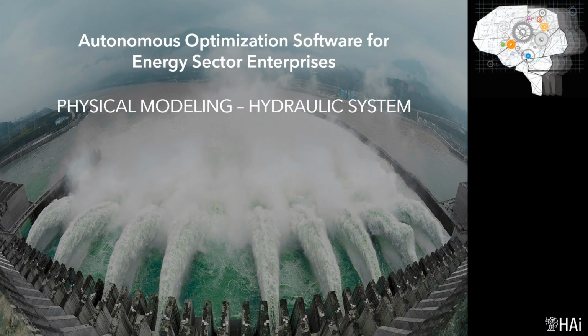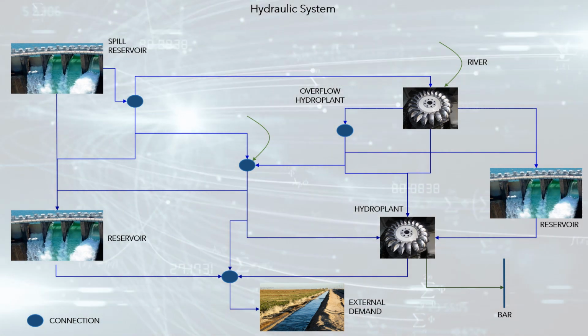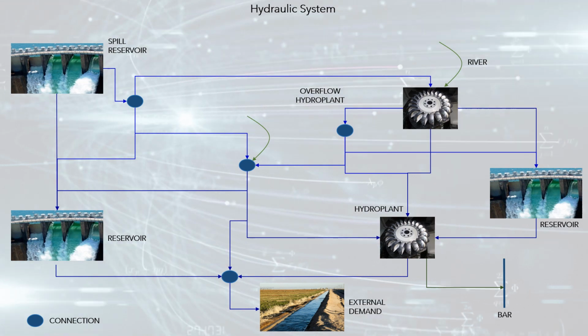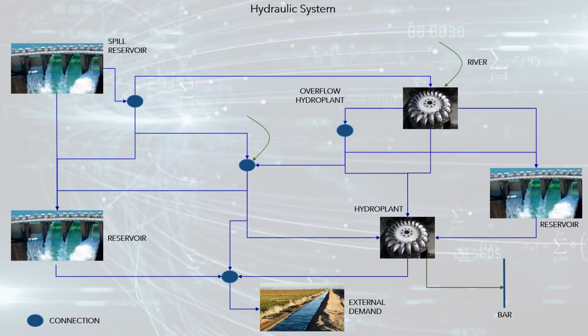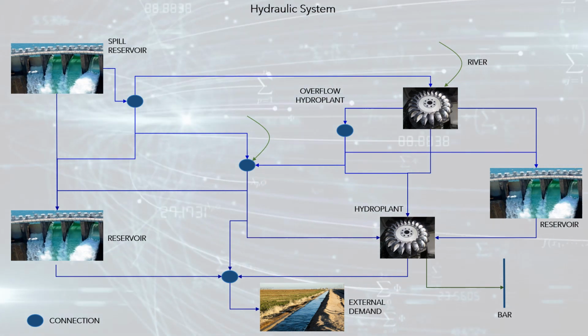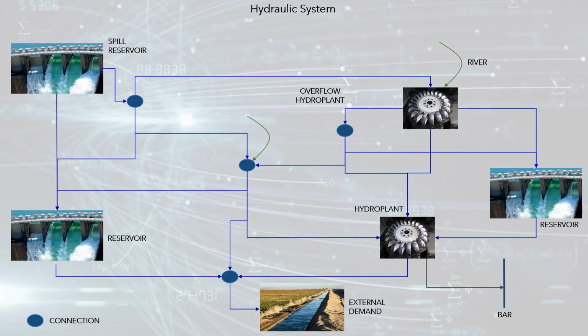Hydraulic system physical modeling. HIGH Water corresponds to a general model that includes all kinds of hydraulic components: reservoirs, hydroelectric power plants, rivers, overflow channels, connection points and pumping stations, demands, like irrigation, aqueducts, environmental, industrial. Components can be freely linked to form any topology, like pumped storage systems.